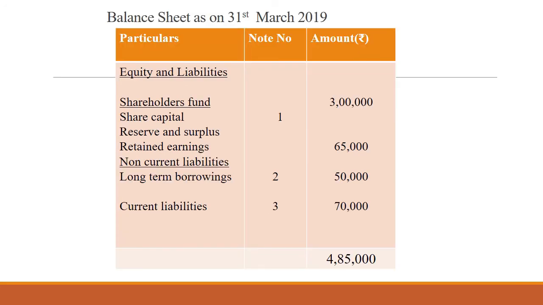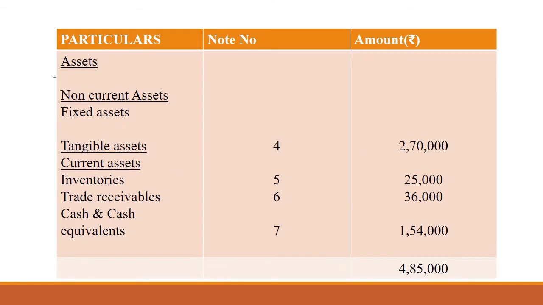Balance sheet as on 31st March 2019, from the notes we have prepared in the working. Equity and liability, shareholders fund, share capital from note 1, 3 lakh, reserves and surplus, retained earnings 65,000, that is from the income statement. Non-current liabilities, long-term borrowing, that is note number 2, 50,000. Current liabilities, note number 3, 70,000. Total amounts to 4,85,000.